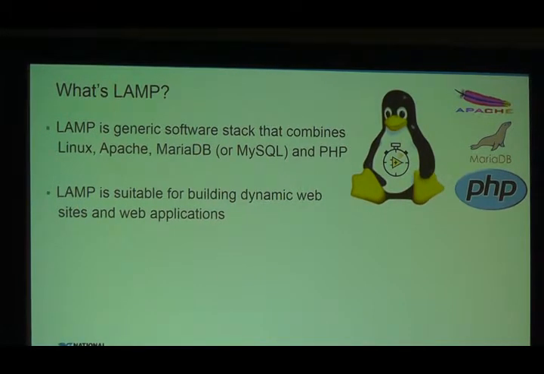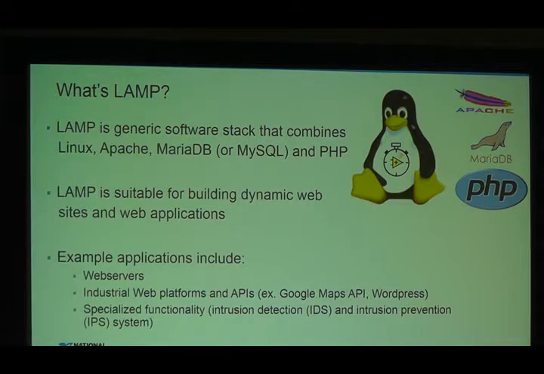LAMP is just a generic software stack that combines Linux, Apache, MySQL, and PHP. It allows you to build dynamic websites and web applications. Why do we typically use LAMP? It allows you to build dynamic web servers and web apps. It also allows you to leverage some of the industrial platforms and APIs that are available out there.